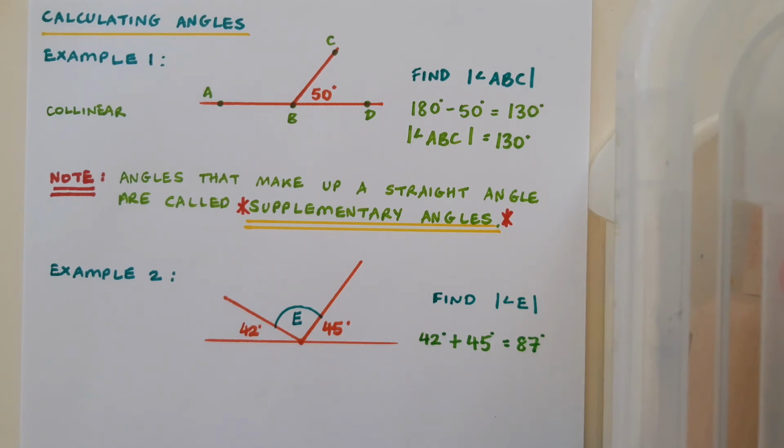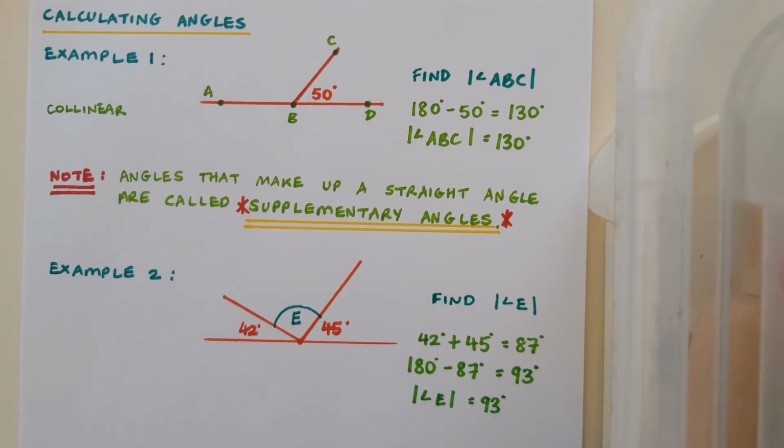Firstly, I added 42 and 45 together to get 87 degrees, and then I subtracted 87 from 180 to get 93 degrees. Again, like before, make sure to write your final answer down nice and clearly, referring to the angle by name.